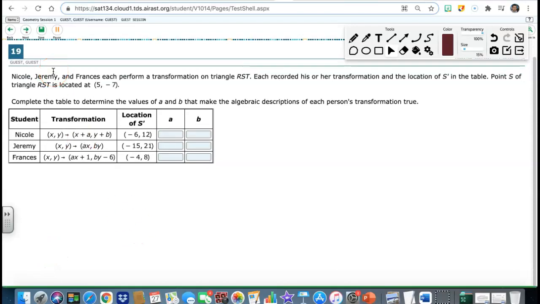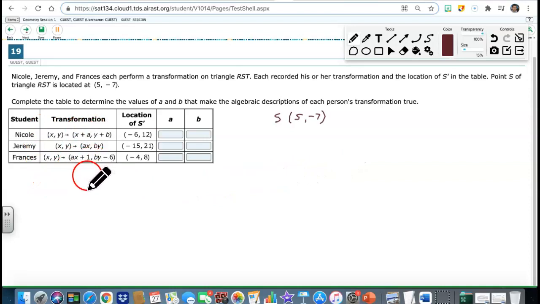Nicole, Jeremy, and Francis each perform a transformation on a triangle RST. Each recorded his or her transformation and location of S prime in the table. Point S on the triangle RST is located, so first thing they gave me is point S. So S is 5, negative 7. Complete the table to determine the values of A and B that make an algebraic description of each person's transformation true.